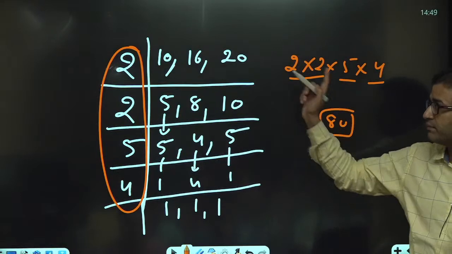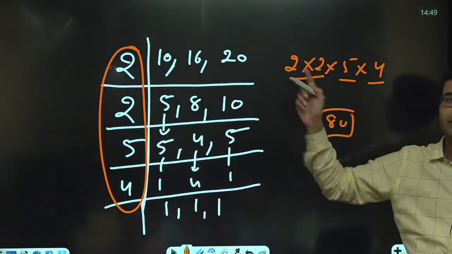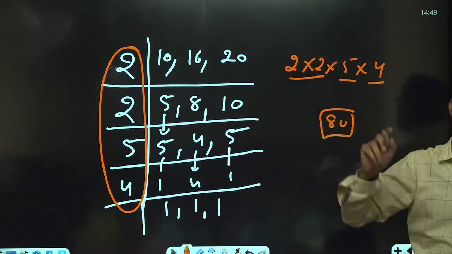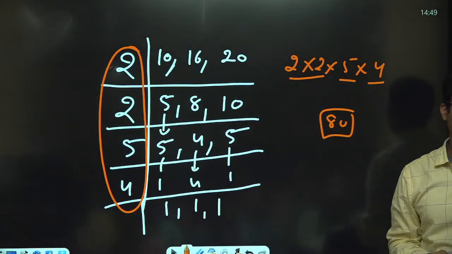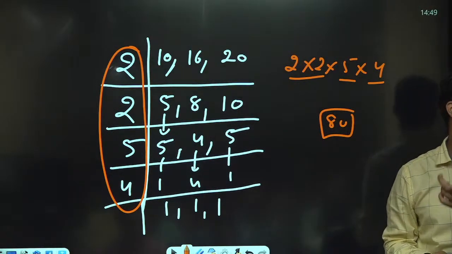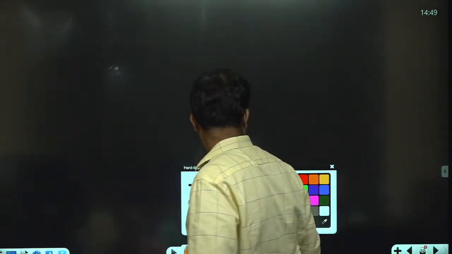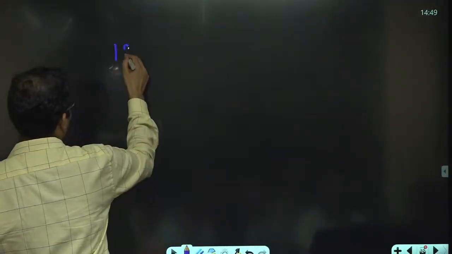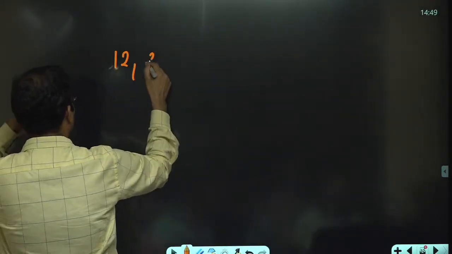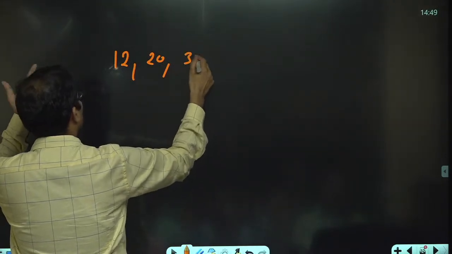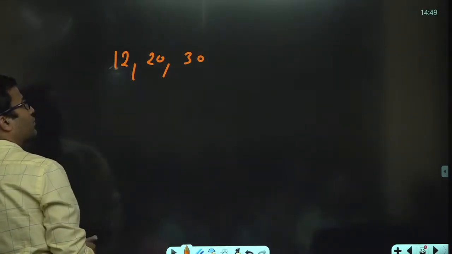You can check. 80 is a multiple of 10 also, 80 is a multiple of 16 also, 80 is a multiple of 20 also. It has to be a multiple क्योंकि ये least common multiple. I take one more question. Like for example 12, 20, 30.